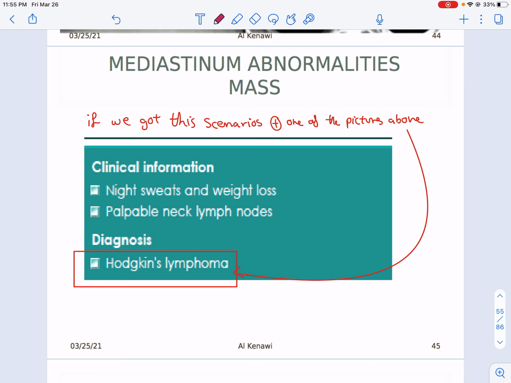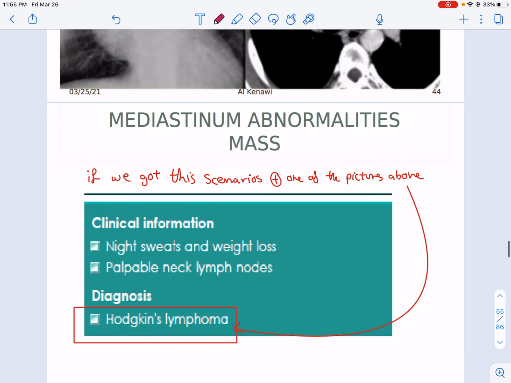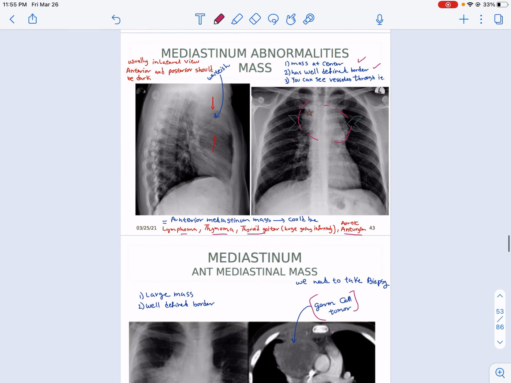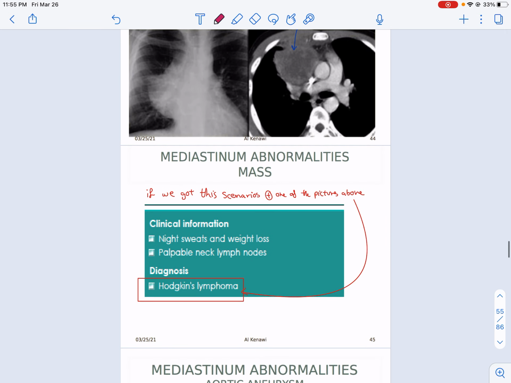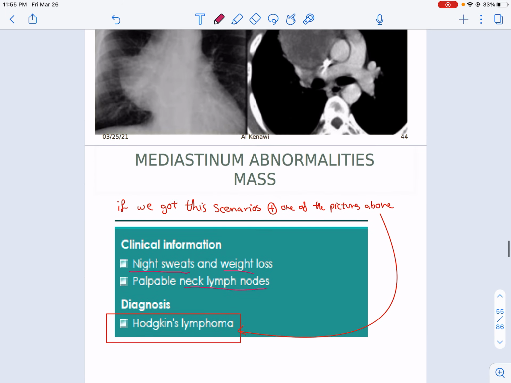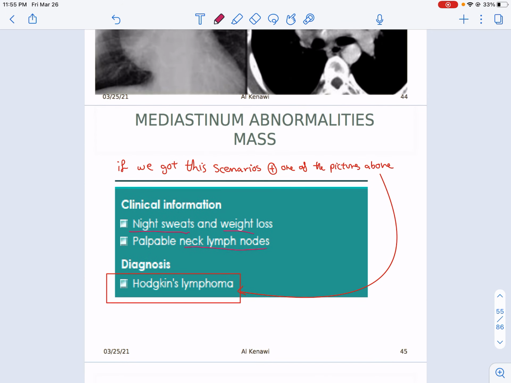Here, if we got any of these pictures, تمام, اللي فوق, and we got that the patient has night sweats and is losing weight and has palpable neck lymph nodes, على طول it's a Hodgkin's lymphoma. إذا جاتنا واحدة من هذه الصور مع هذا ال patient history على طول حنقول it's a Hodgkin's lymphoma. تمام.